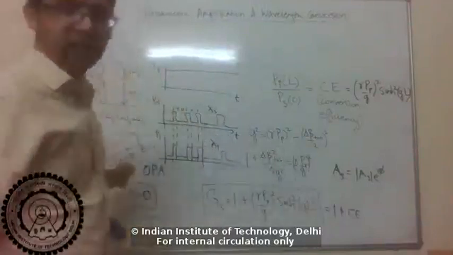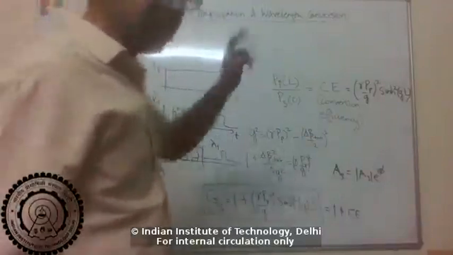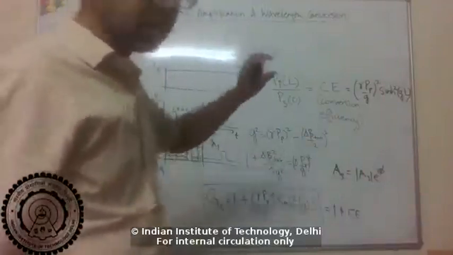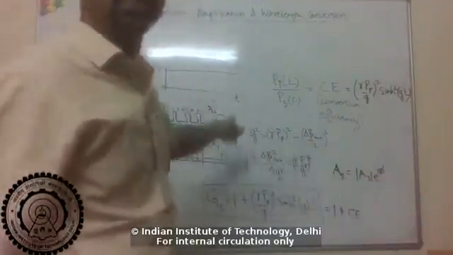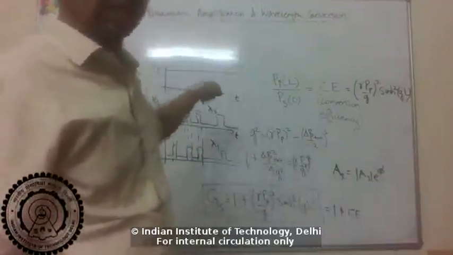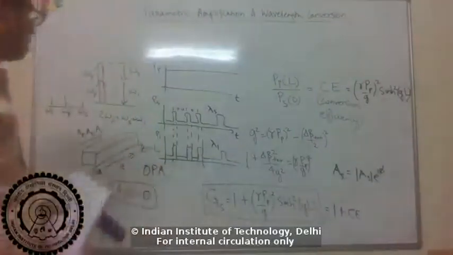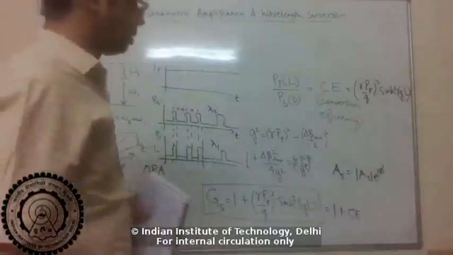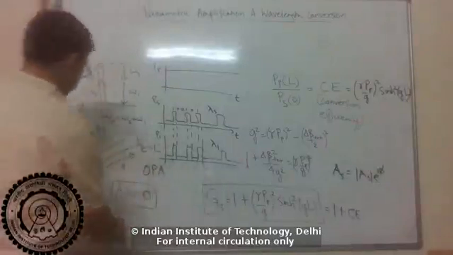But if I'm sending both signal and idler, then the phase, or the phase difference, between the signal and idler is important. You can check from those equations, the AS and AI.